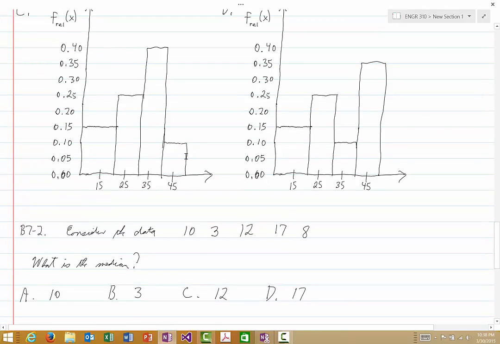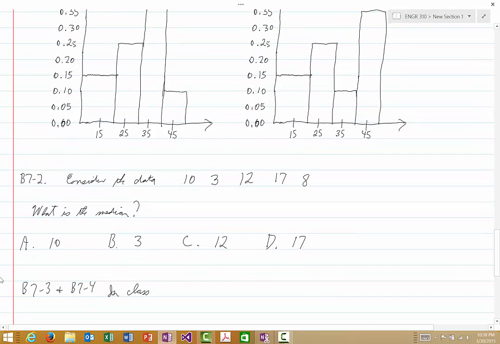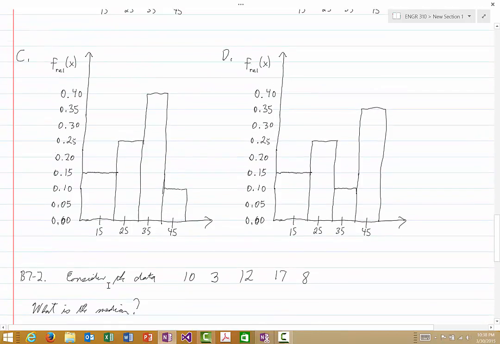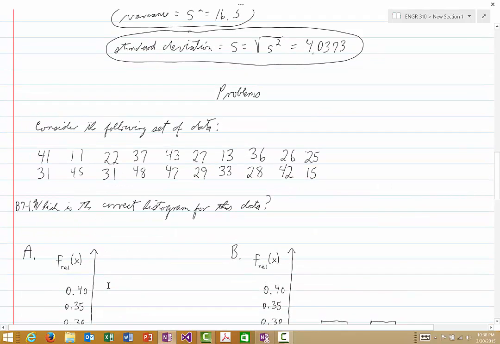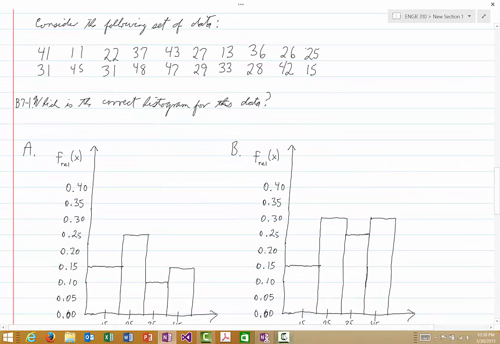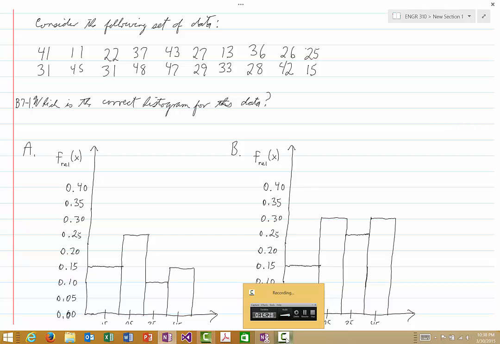Now we have for problem B7-2 a different data set. We have this data set 10, 3, 12, 17, and 8. And I ask what is the median. The choice A is 10, choice B is 3, choice C is 12, and choice D is 17. And then problems B7-3 and B7-4 will be given in class. And so that's it for lecture B7, and good luck.